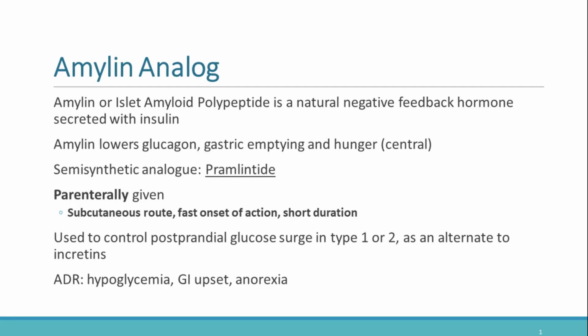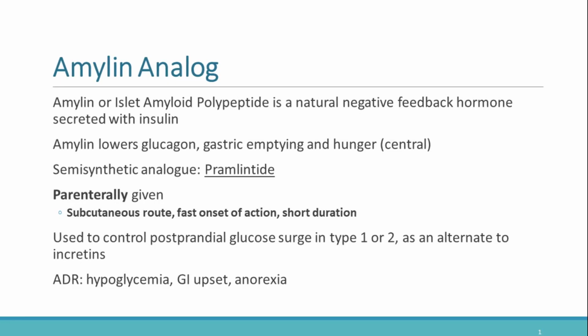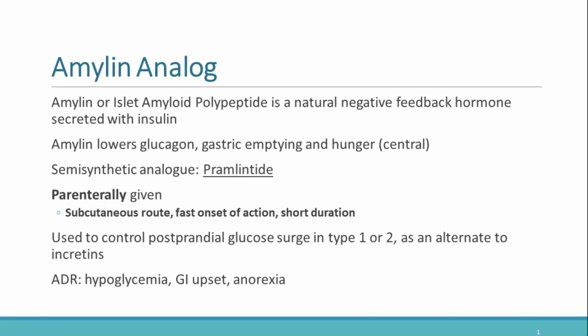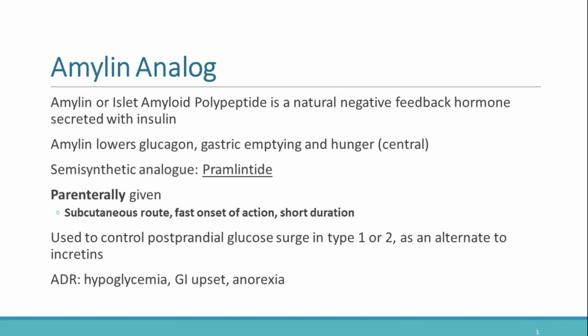Pramlintide is approved to reduce postprandial glucose spikes in insulin-treated type 1 and type 2 patients who are unable to achieve their target postprandial blood glucose levels. It is rapidly absorbed after subcutaneous injection, with peak levels occurring within 20 minutes, and the duration of action is approximately 2 hours. GLP-1 agonists are better than amylin analog in efficacy. Pramlintide should always be injected by itself using a separate syringe. It cannot be mixed with insulin.